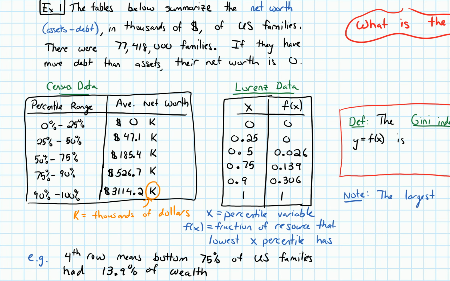If that seems like a pretty low percentage of wealth for this big proportion of the population, it should. Income inequality in the US is a very real thing. So this is saying that the bottom three-fourths of US families have about 14% of the wealth. Okay, so I'm going to move this example to the top of the next page to give myself a little more room, and then write down a general description of a Lorenz curve.